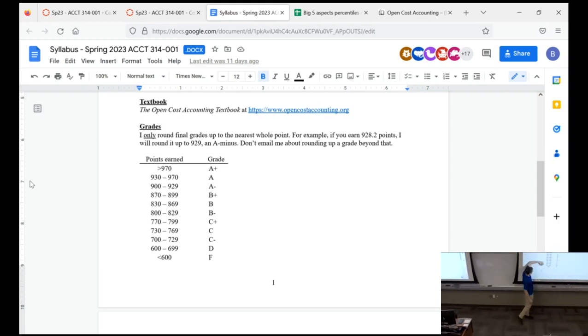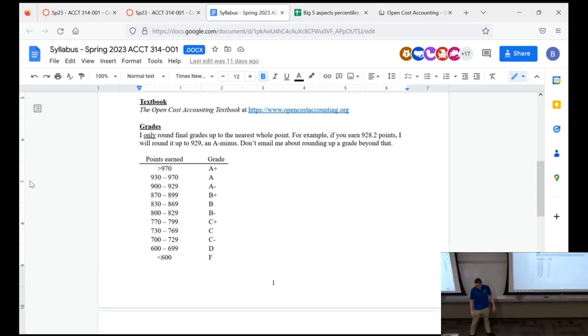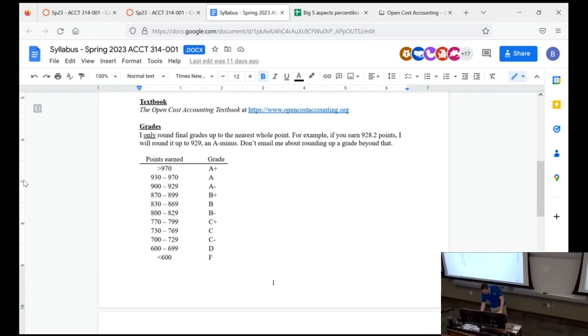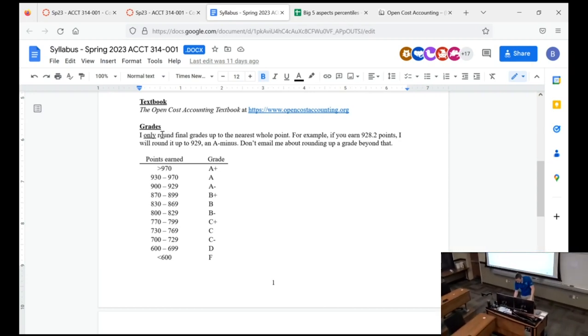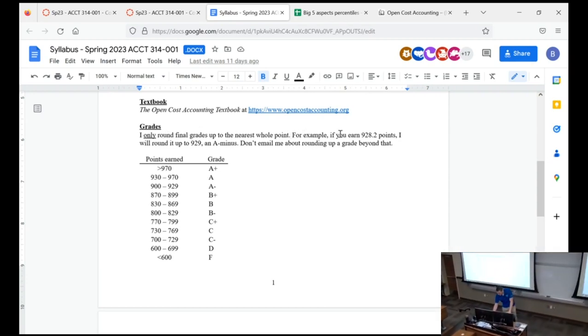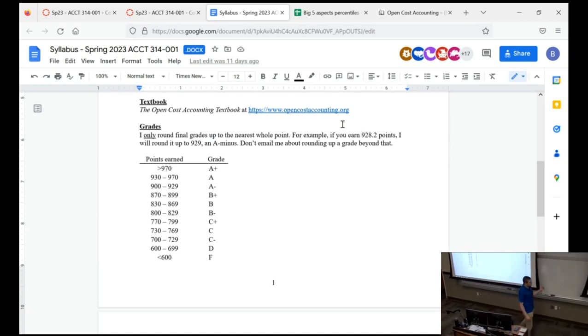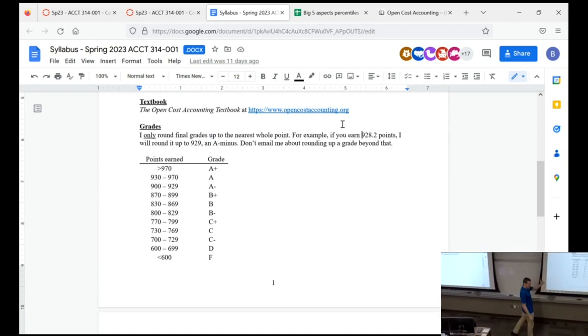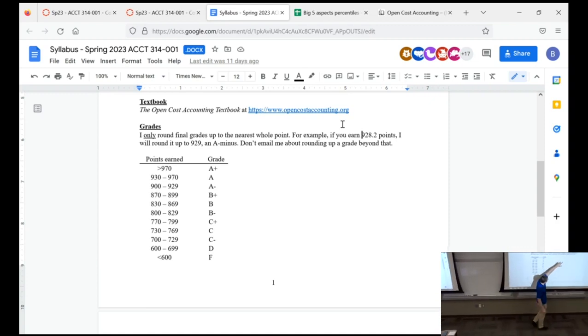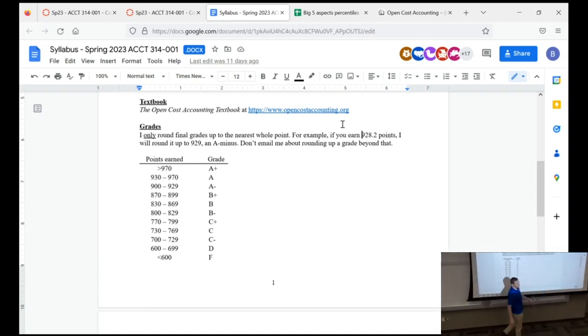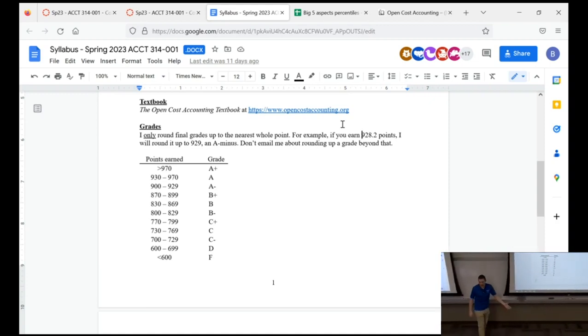So go by this. The class is out of 1,000 points. I'm not going to round up grades beyond what I promised, which is that I'll round them up to the nearest whole point. And I mean up to the nearest whole point, not round to the nearest. So my example is, if you earn 928.2, I'll round you up to the nearest whole point. That 0.2 shouldn't round up, but I will force it to, and that's all I can promise you. Beyond that, it's the grade you earn.